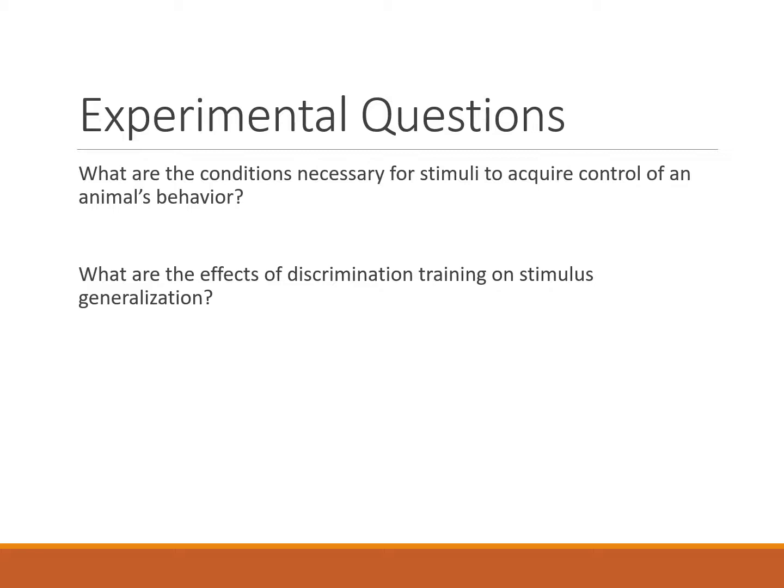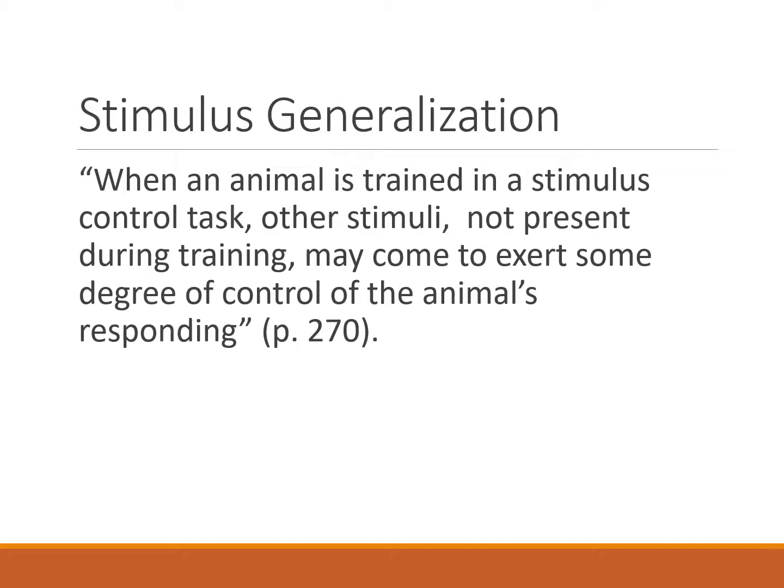What learning histories will make generalization more or less likely? Iverson and Littell's text states that when an animal is trained in a stimulus control task, other stimuli not present during training may come to exert some degree of control of the animal's responding. But why? Saying that generalization occurs describes the phenomenon, but doesn't explain it. Well, as it turns out, it comes down to physical similarities between training and testing stimuli.